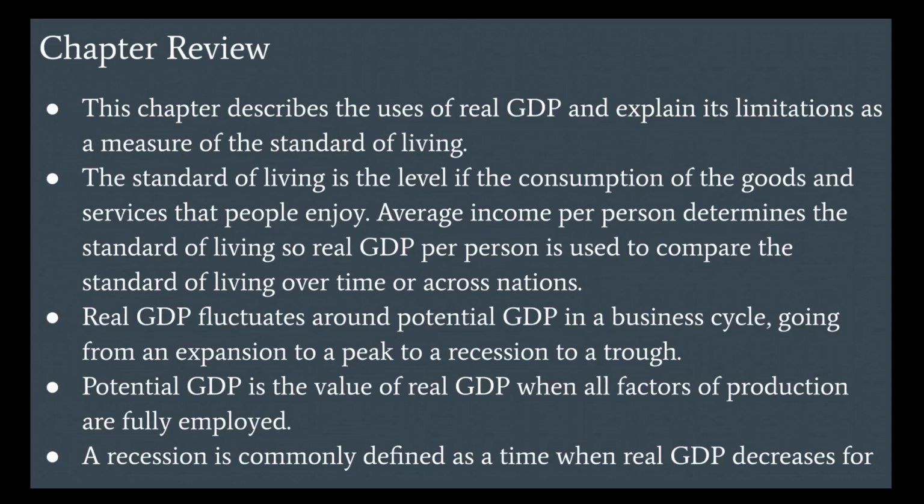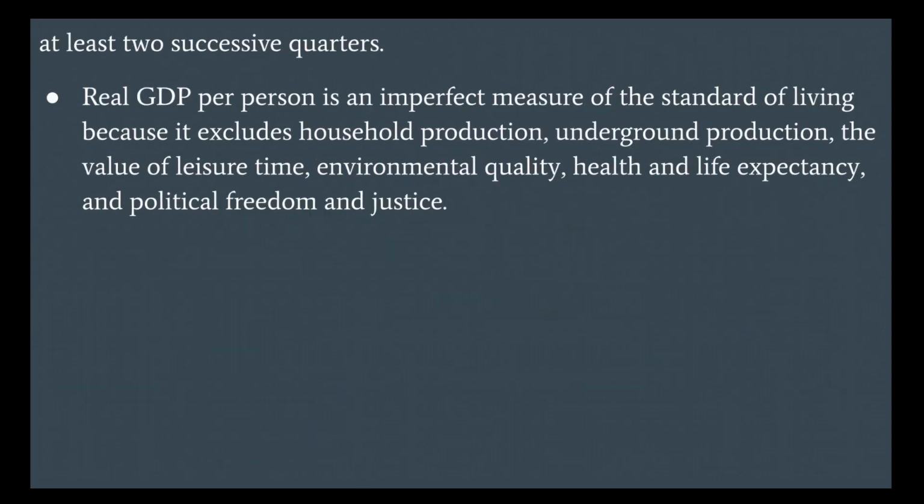Real GDP fluctuates around potential GDP in a business cycle, going from an expansion to a peak to a recession to a trough. Potential GDP is the value of real GDP when all factors of production are fully employed. A recession is commonly defined as a time when real GDP decreases for at least two successive quarters.